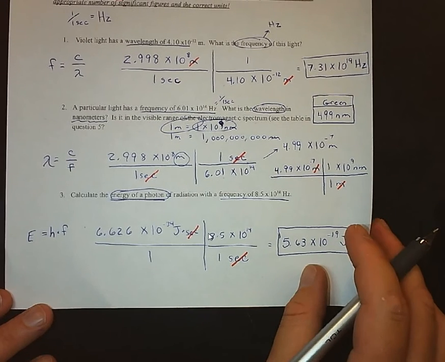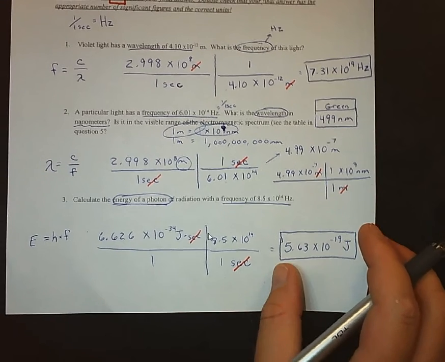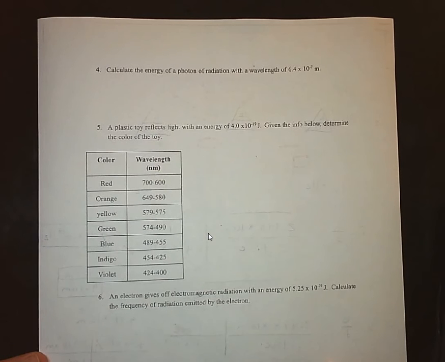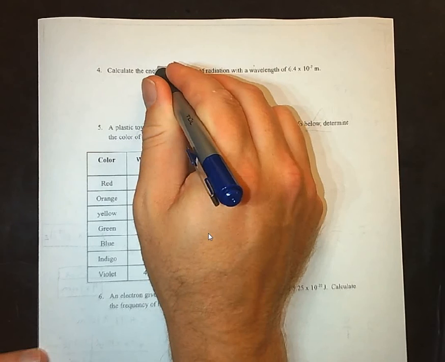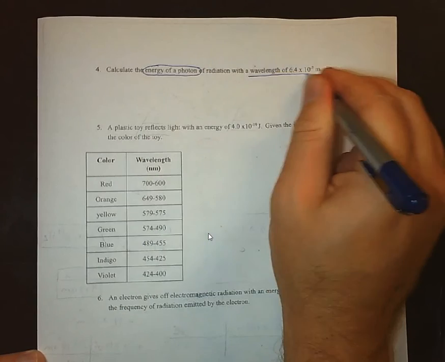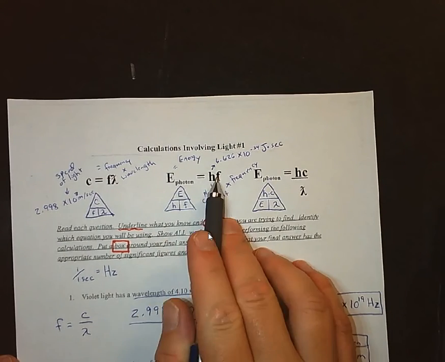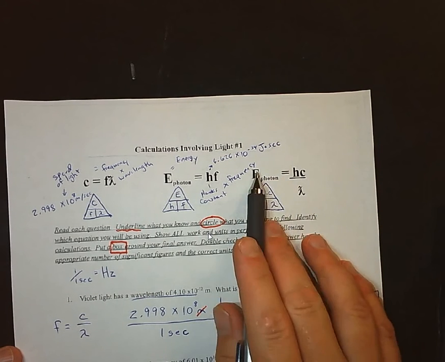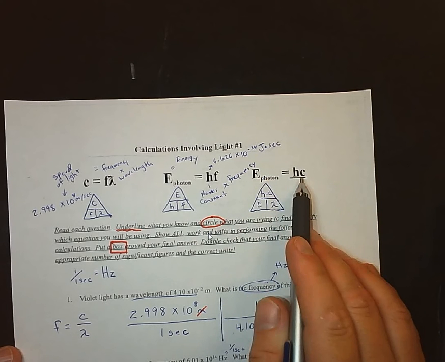All right, let's take a look at the back really quick. And I want you guys to work on 4, 5, and 6. Let's figure out what equation we're using first, though. So for number 4, calculate the energy of a photon of radiation with a wavelength of 6.4 times 10 to the negative 7th. We want the energy of a photon, and we have a wavelength. Okay. So we can't use this equation because we don't have frequency. We do have wavelength. Okay, energy of a photon equals hc. So it looks like this is our equation we're using.